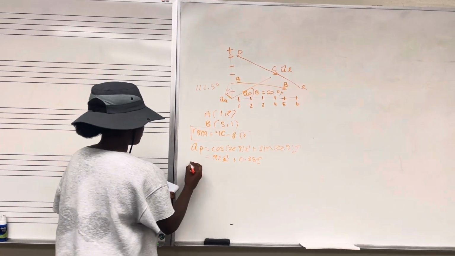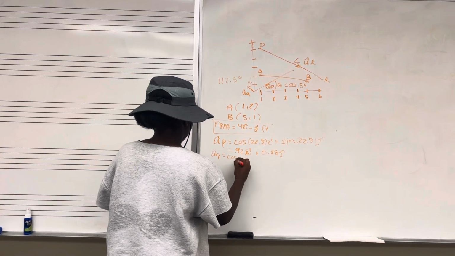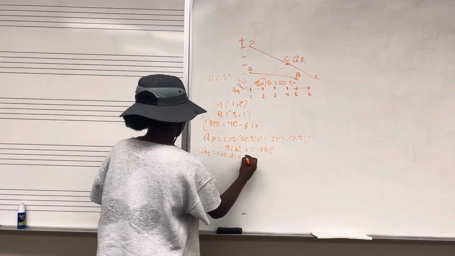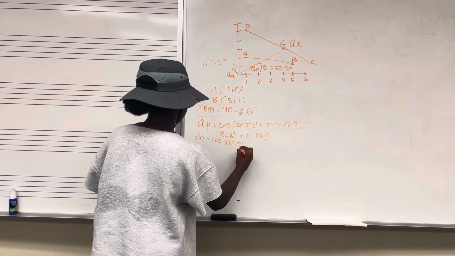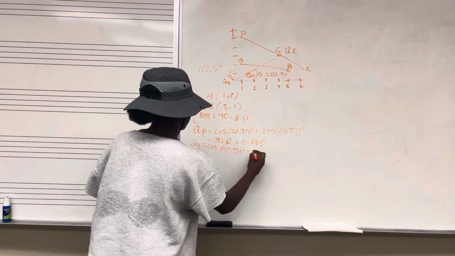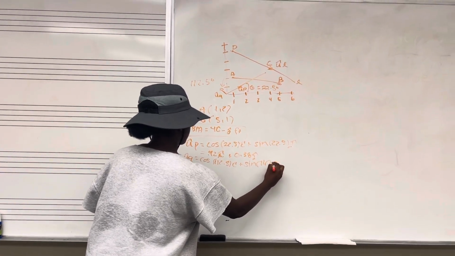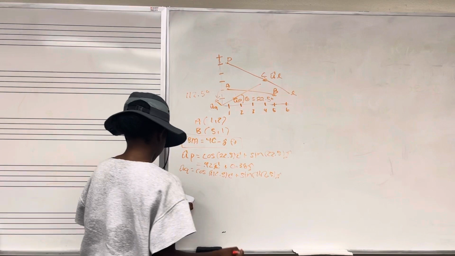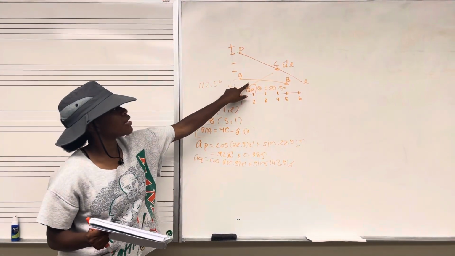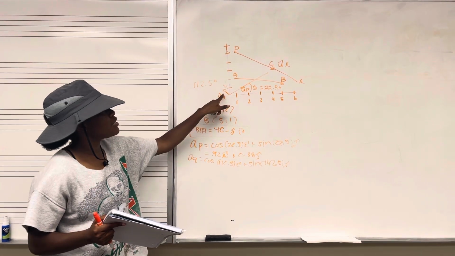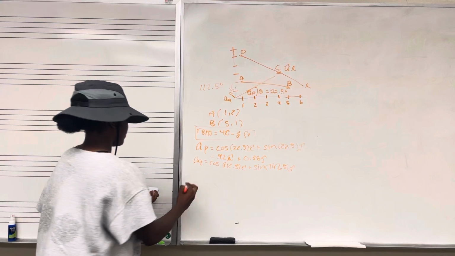Okay, then Q would be the same principle: the x component is cosine of the angle that it's at times I hat, plus sine of the angle times J hat. In order to find the component of this vector AB with respect to these two, we have to do the dot product. That's what I'm going to do now.